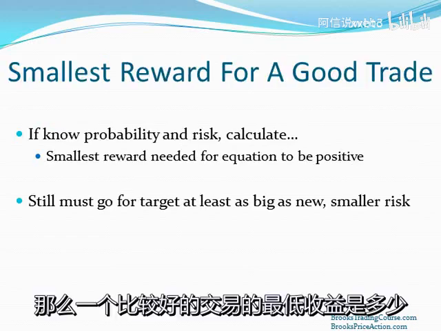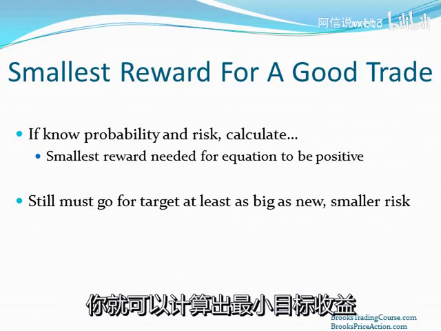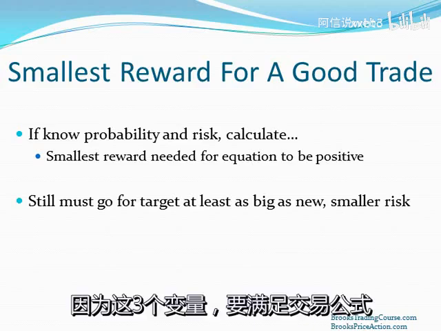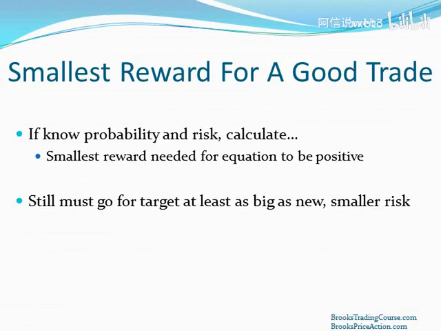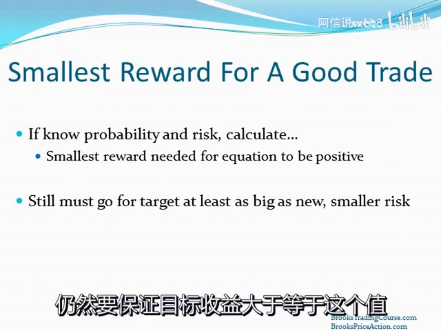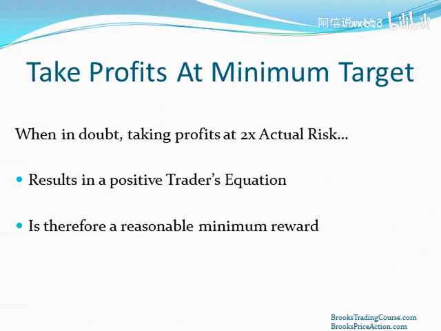And what's the smallest reward for a good trade? If you know the probability and the risk, you can calculate what that reward has to be. It's the smallest reward needed to have a positive trader's equation. You still have to go for a target that's at least as big as your new smaller risk, no matter how certain you are that the trade will work.